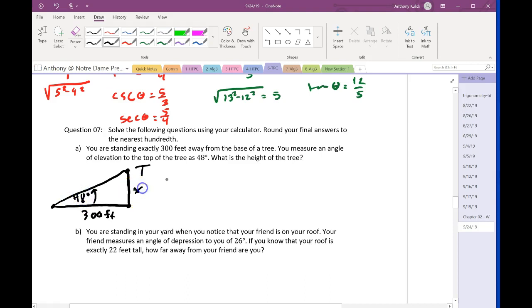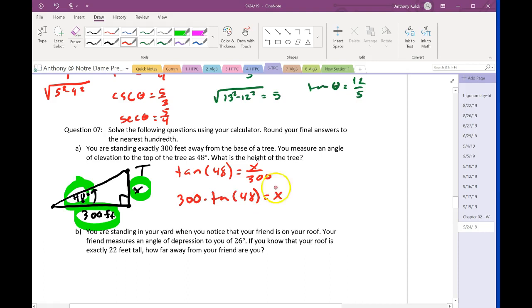And it's asking for the height of the tree. So we are referencing this angle because that's the angle we know stuff about. We know that trees meet the ground at a right angle, or we'll assume that. I guess not all trees do that. And then I know that the side I want is opposite, and the side I know is adjacent. So the trig function involving opposite and adjacent is tangent. So to solve for x, I'll multiply both sides by 300.